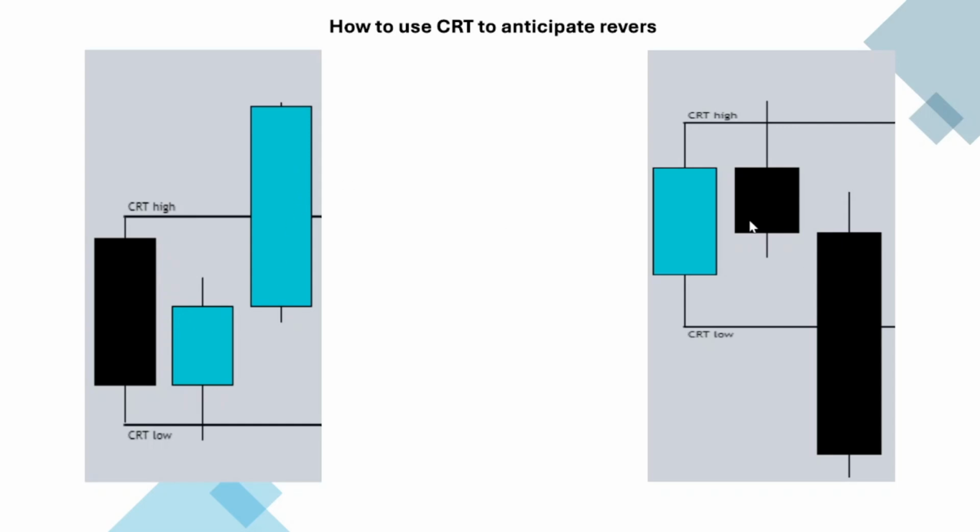The same thing goes from a bullish to a bearish trend. The first candle is the range candle. The second candle is running out the first candle's high and closing between the range of the first candle. Closing inside the range of the first candle gives you a bias of the third candle where you will be anticipating lower prices.